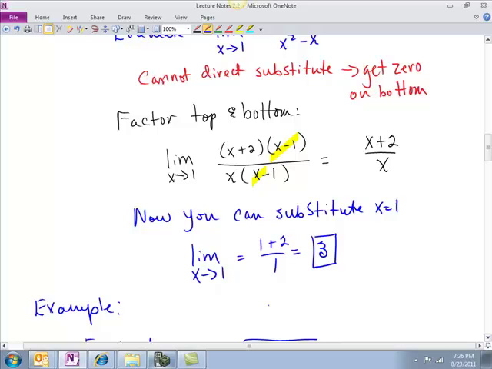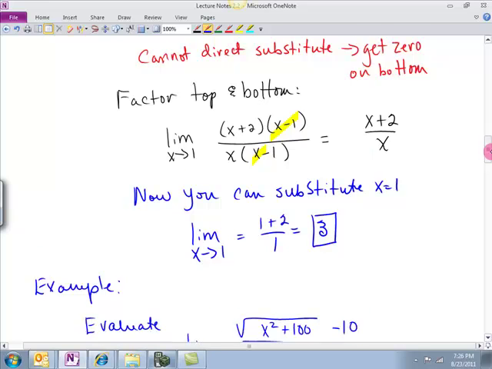Okay? So, if it doesn't do direct substitution, try factoring, see if that works. It's not going to always work. Does that make sense? To try and fix it by factoring.